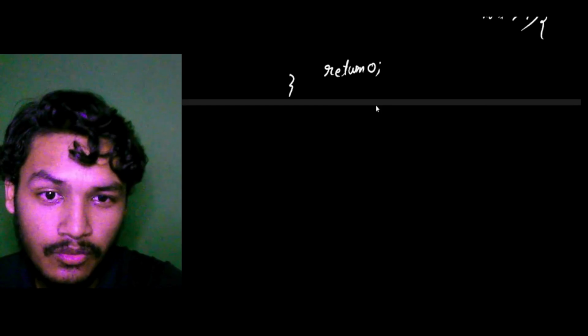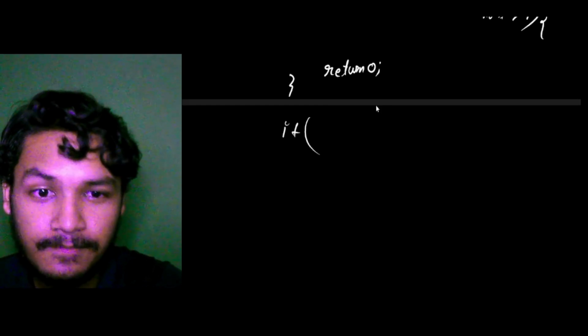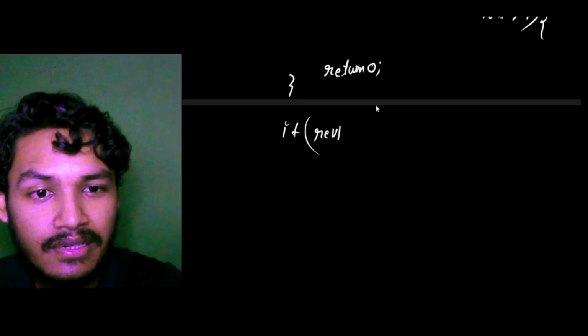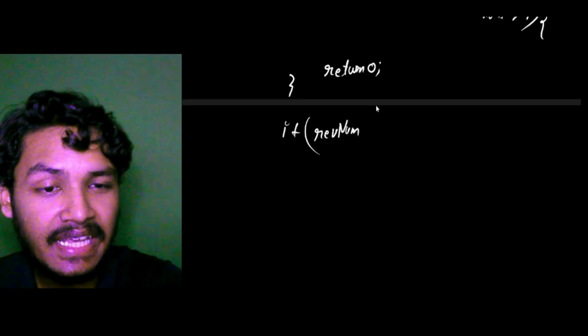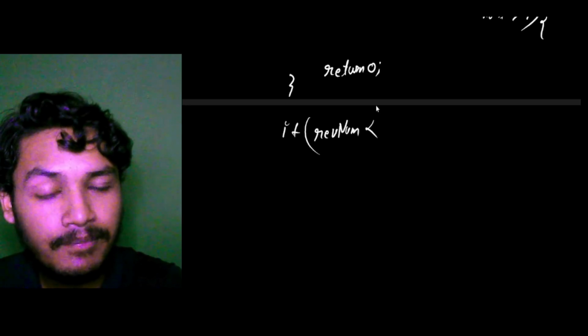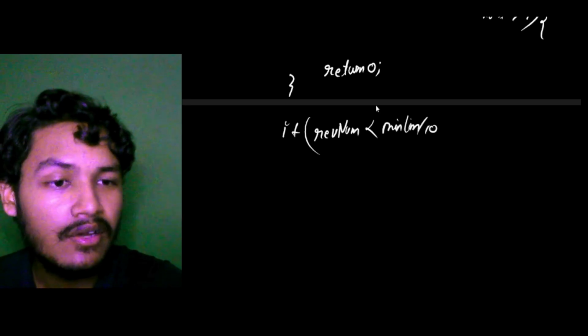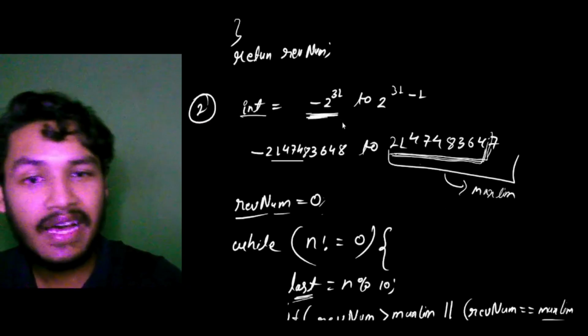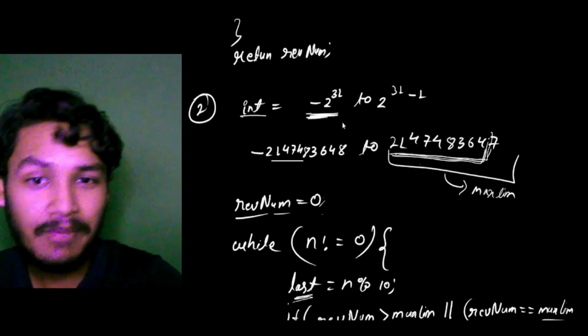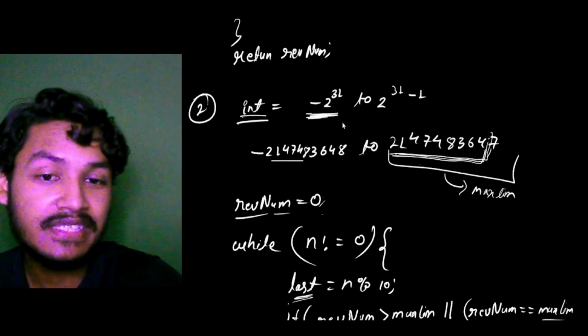All right, so if our reverse number is less than the minimum limit divided by 10, what is our minimum limit? The minimum limit of the integer data type is this.